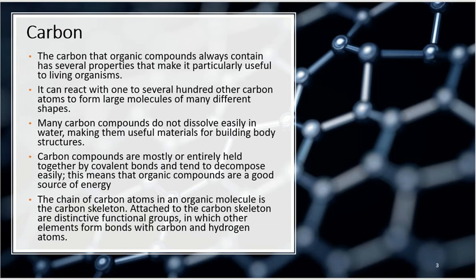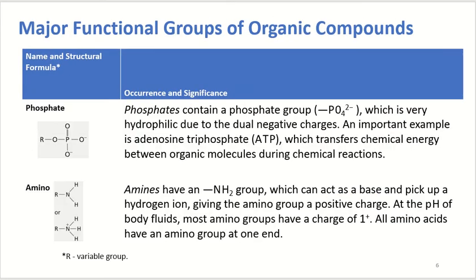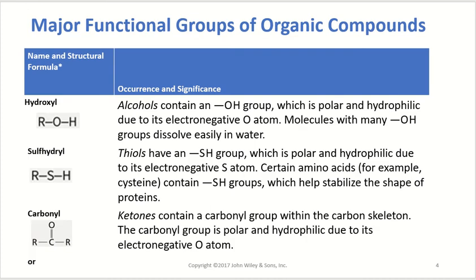So the chain of carbon atoms in an organic molecule is called a carbon skeleton. Attached to this carbon skeleton are very distinct functional groups. There are lots of different functional groups, but these are other elements that are bound to the carbon and hydrogen atoms. This is what makes them unique, and this is what gives them their functionality. So we had this crazy big table. You can see it's 3 slides long, of all the various functional groups for organic compounds.